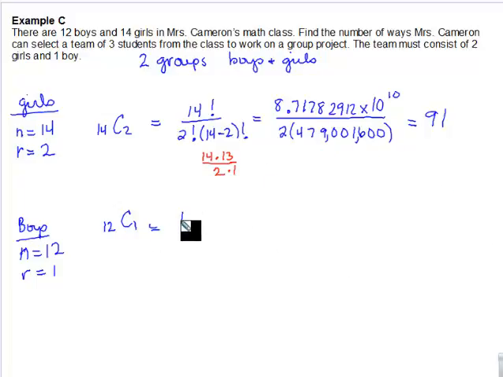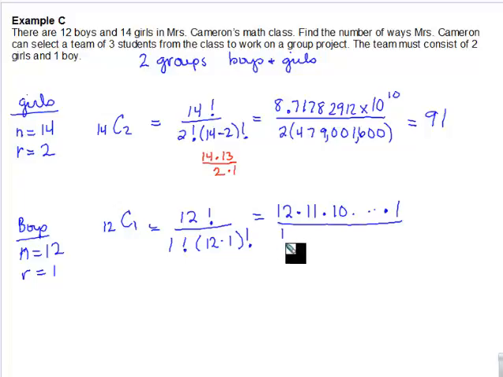Okay, then I have 12 factorial over 1 factorial times 12 minus 1 factorial. So 12 factorial is 12 times 11 times 10, all of those numbers times 1. And then I have a 1 factorial. And then 12 minus 1 is 11 factorial, so that's 11 times 10 times all this times 1. So those will all cancel. And what I end up with is 12 divided by 1. So there's 12 ways to choose the boys. I did not need to work that out.